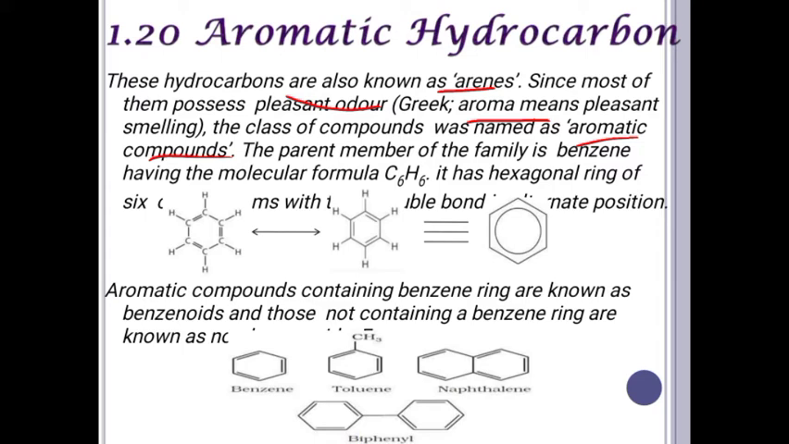We know benzene has the molecular formula C6H6 and it is a hexagonal ring, that is, it contains 6 carbon atoms and 6 hydrogen atoms and alternating double bonds in the structure. Here you can see the alternate double bonds: if one double bond is in one position, the next double bond will be in position 3, and the next in the 5th position. So alternating double bonds are also present in the aromatic hydrocarbon benzene.